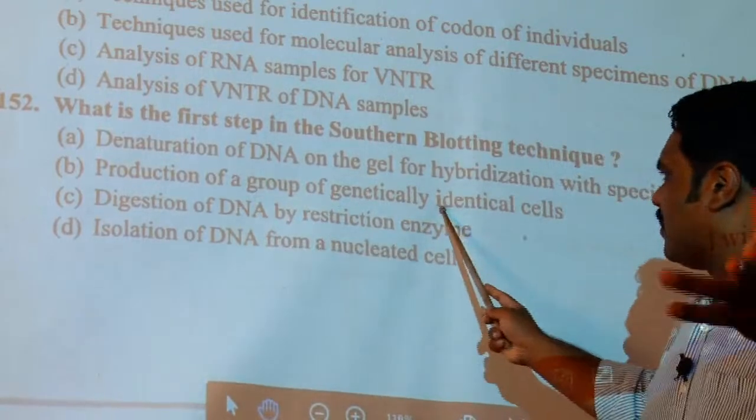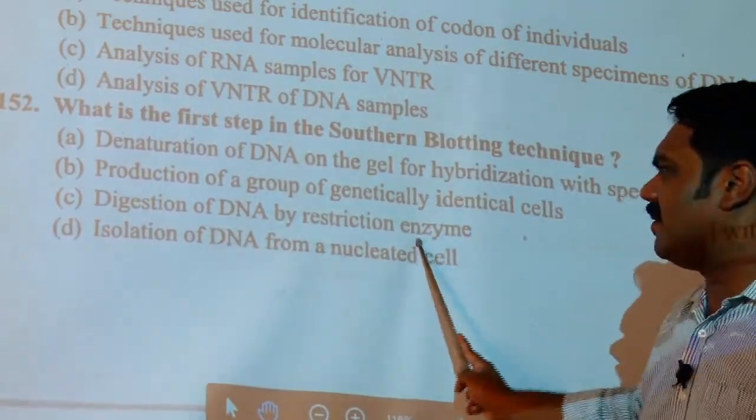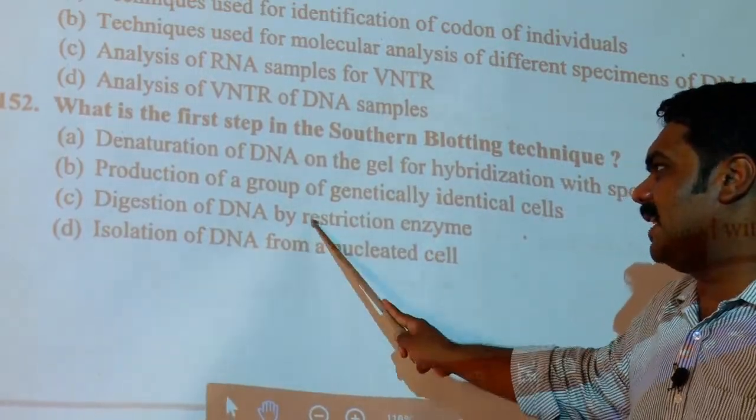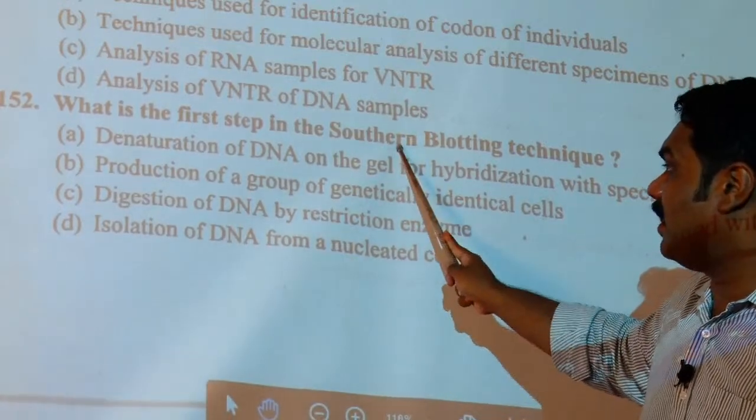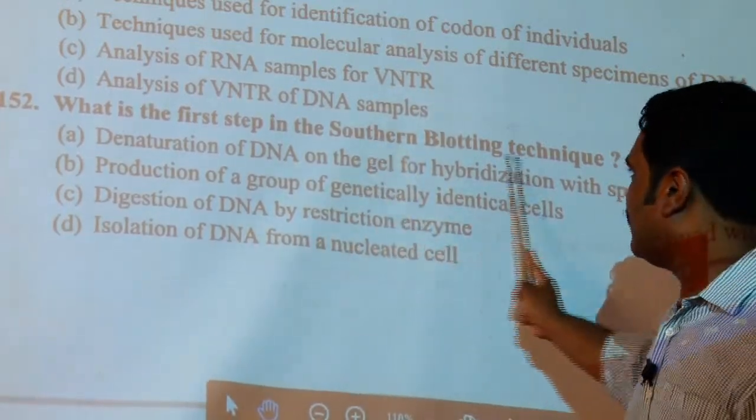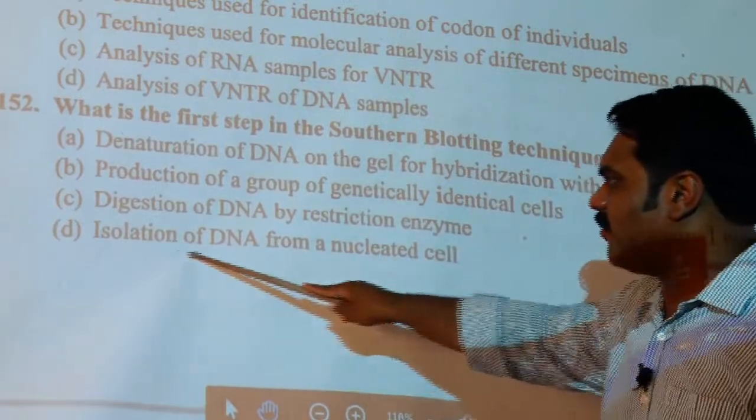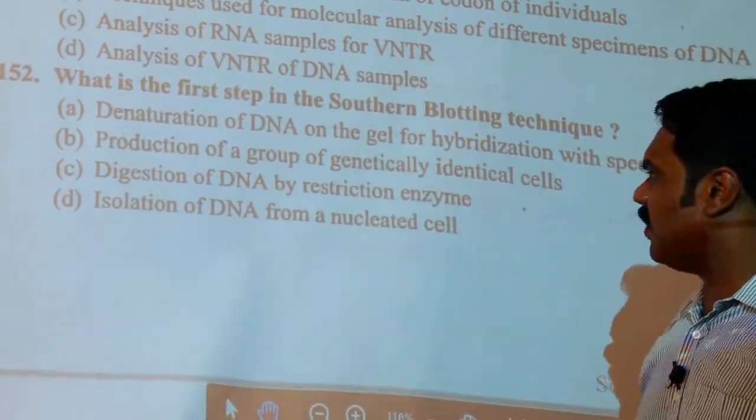Production of a group of cells, no. Digestion of DNA by REN or isolation. Digestion by REN, southern blotting. So I'll go with this, which is nothing but fingerprinting. The option will be the fourth, isolation of DNA from a nucleated cell.